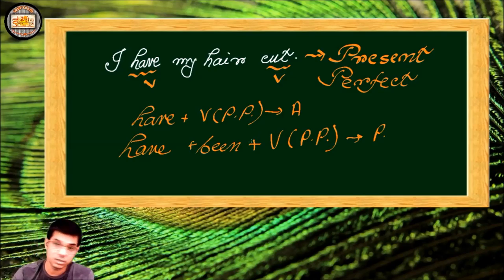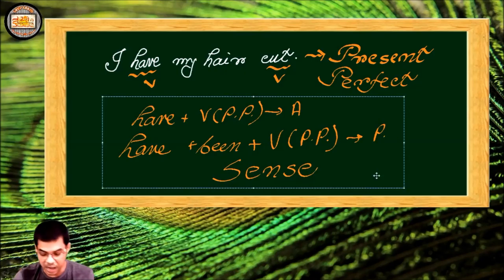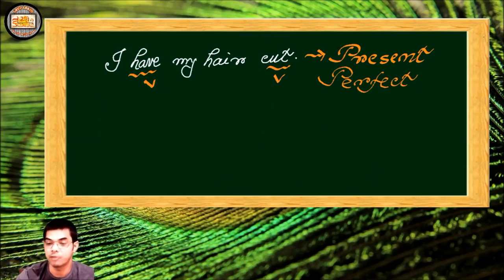most of the users of English language as their second language make this mistake. Why? Because it's not all about structure. Remember, dear friends, a sentence is produced for sense or expression. So sense or expression is also very, very important. If you look at this sentence, I have my hair cut, rather I'll put here another sentence so that it will be easy for you to compare. If I say, I have cut my hair.